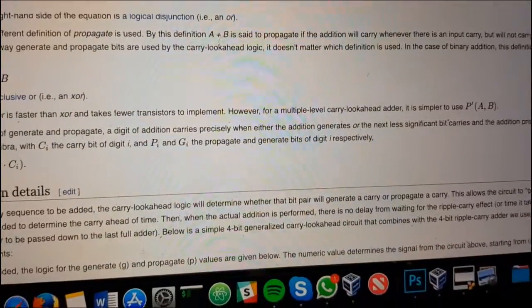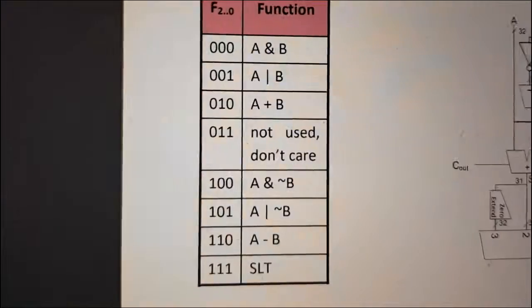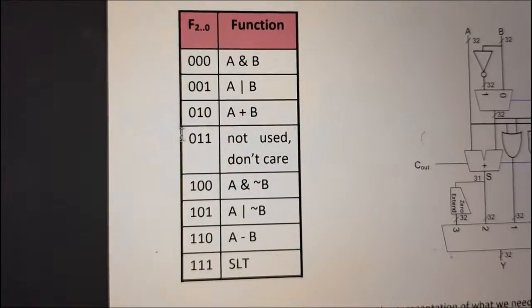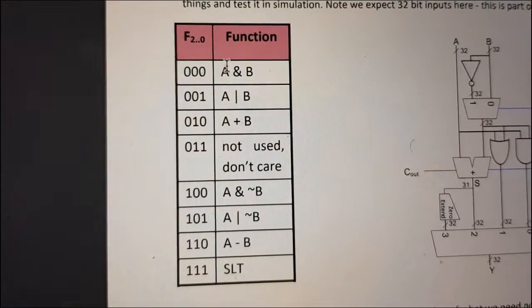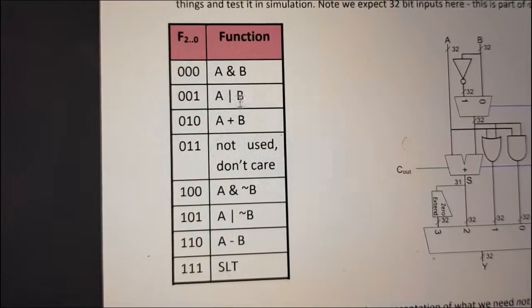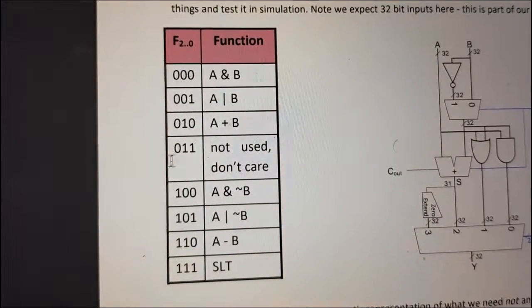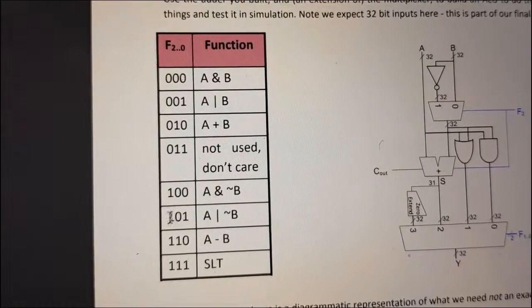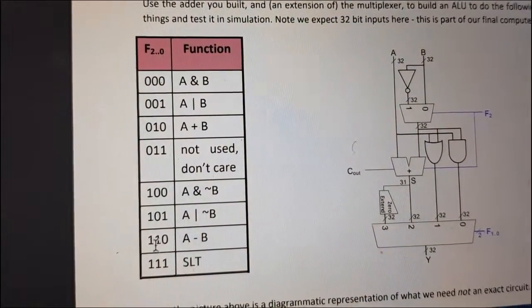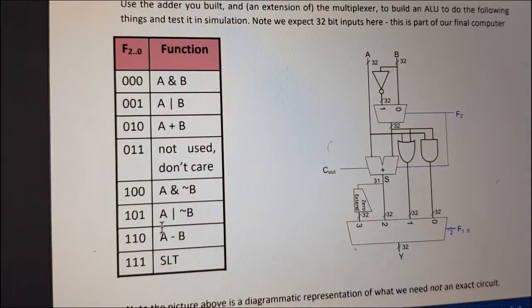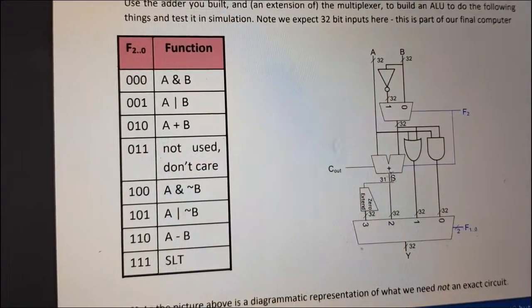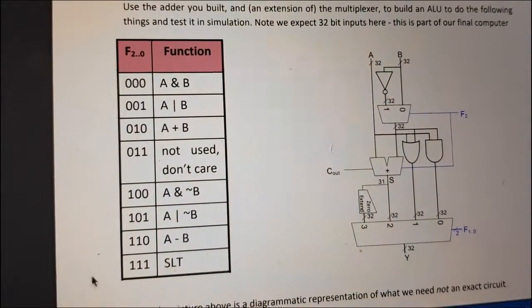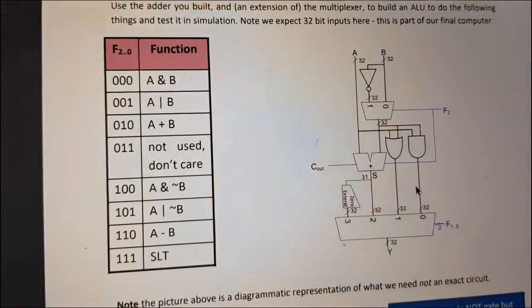So according to the truth table, that's the funct code here on the left. If the funct code is 000, it will perform A and B, 001 A or B, 010 A plus B, 011 is a don't care. 100 is A and not B, 101 A or not B, and 110 will set the adder here to subtract, and that will perform the subtraction, and 111 will check if it's less than or not.